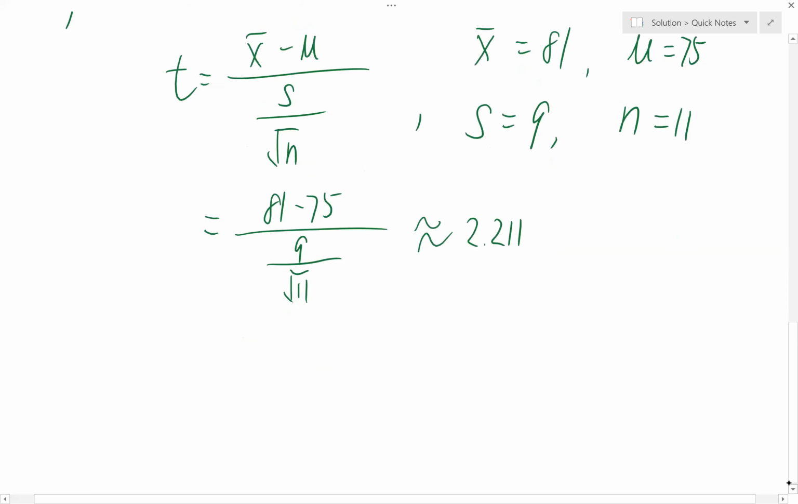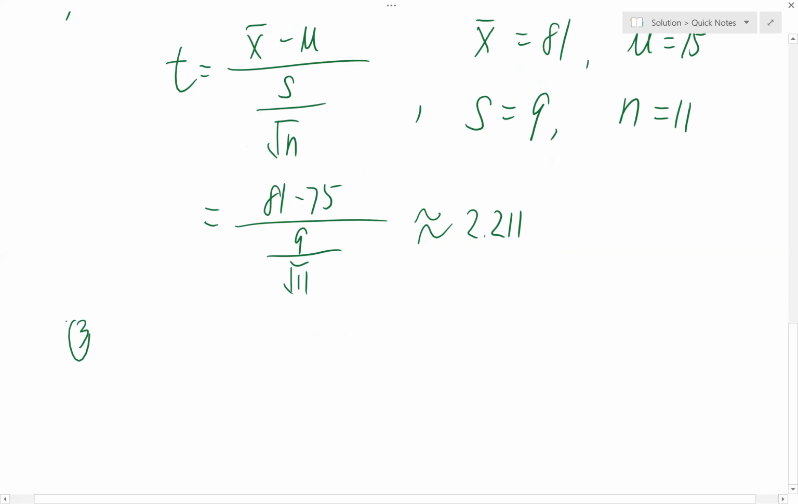Okay, so that's the test statistic, the t-score. So we get that. And now the third step, based on alpha, let's find the critical t-score. Alpha, the significance level, is 0.05. And we know that it's a right tail test.